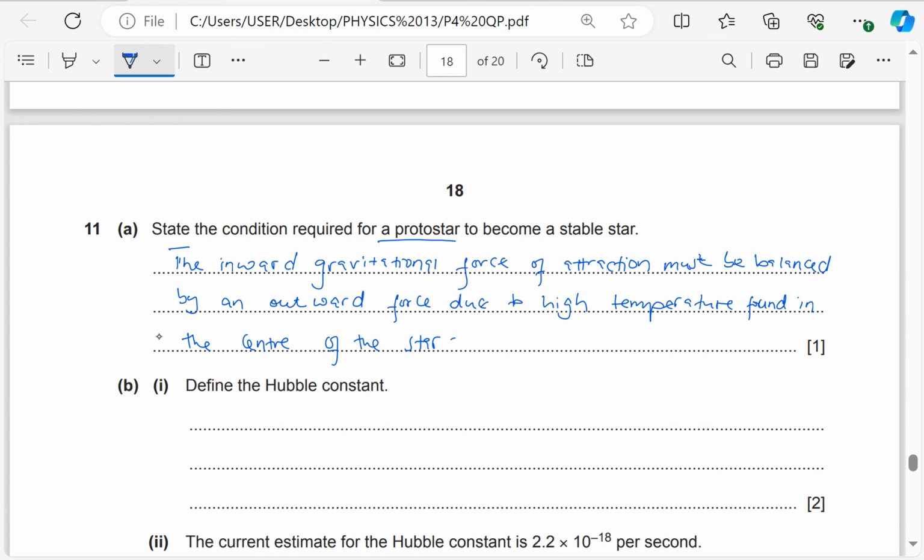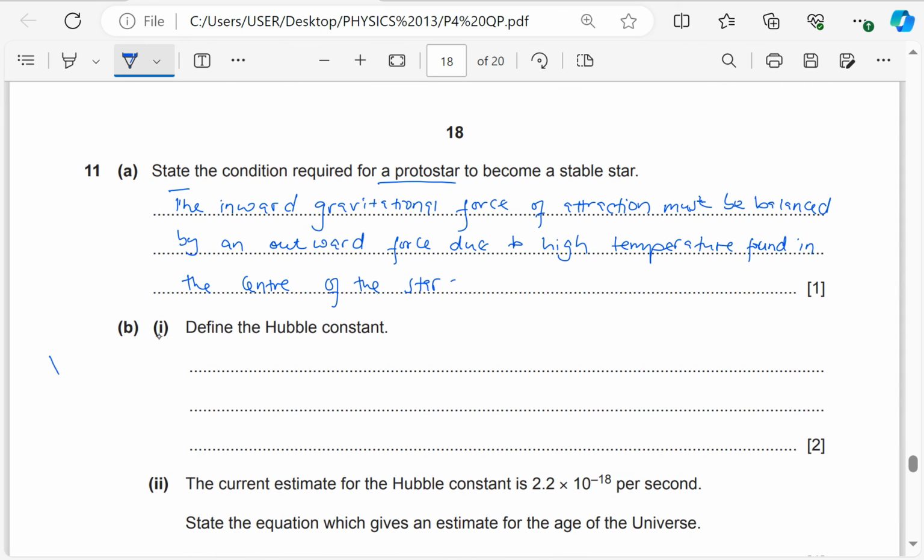Then define Hubble's constant. Of course, we know that V equals H naught times D, which means H naught, which is Hubble's constant, is V over D. So it is the ratio of the recessional speed of a galaxy to the distance away from the observer. To recede is to move away.